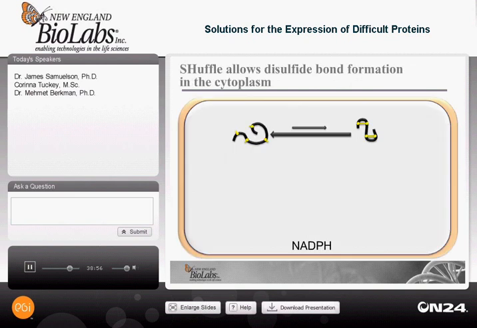So, a brief description of how we genetically engineered SHuffle to allow disulfide bond formation to occur in the cytoplasm. As I said, NADPH is a reducing pool of the cell. That's where most of the electrons are stored, and NADPH donates its electrons to a set of enzymes. One is the glutaredoxin pathway, represented here by GOR. GOR takes those electrons from NADPH and transfers them through a cascade through several proteins to, at the end, several reductases that are called glutaredoxins.